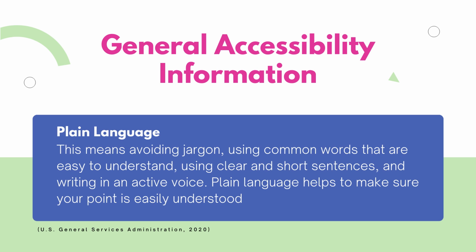When writing the text for a post, it should be written using plain language. This means avoiding jargon, using common words that are easy to understand, using clear and short sentences, and writing in an active voice. There are federal plain language guidelines that can be accessed online anytime if you'd like to learn more. Using plain language helps to make sure whatever point you're trying to get across is easy for the reader to understand.